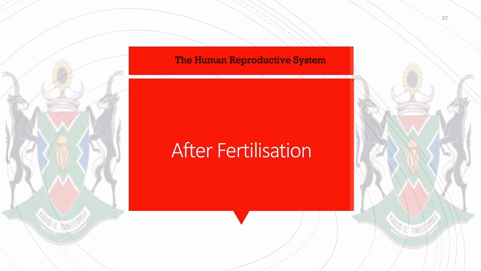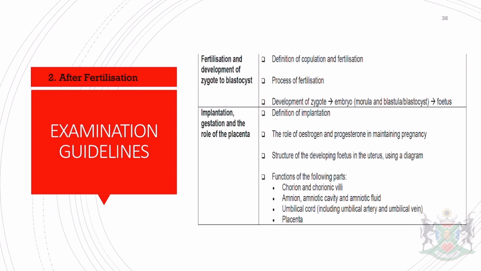Right, now we move to our second system, which is the human reproductive system. Under the human reproductive system, we are going to look at events that take place after fertilization. Looking at the exam guidelines, we are going to define the process of fertilization. Directly after that, the development of the zygote into an embryo, morula, and blastula stage, and to the fetus.